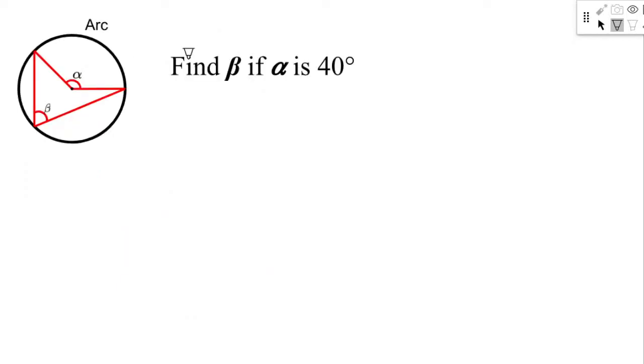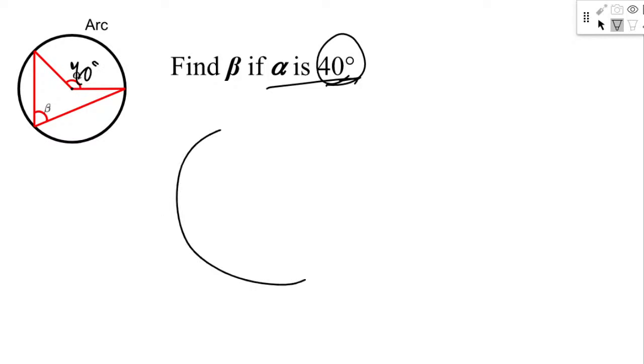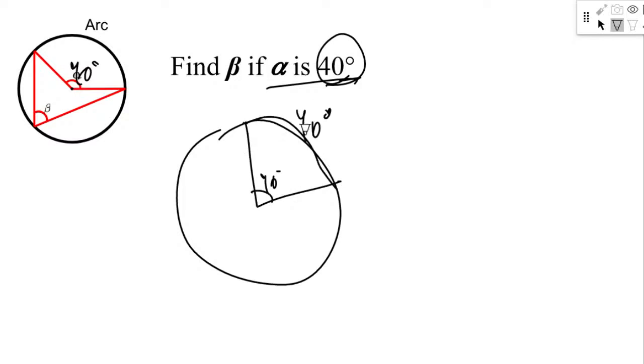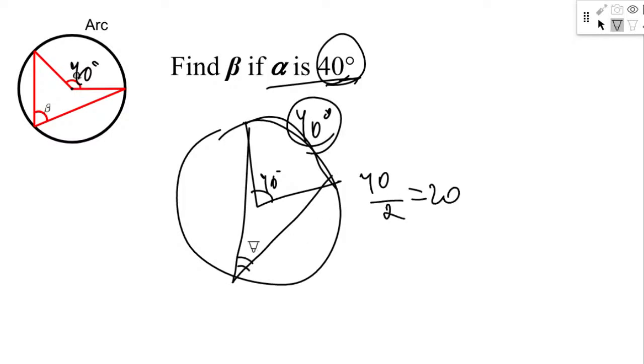Let's go to the question. Find beta and alpha if alpha is 40 degrees. If it's 40 degrees, then this arc is also 40 degrees. And beta, the inscribed angle, will have half of this. So 40 divided by 2, we get 20. It's going to be 20 degrees.